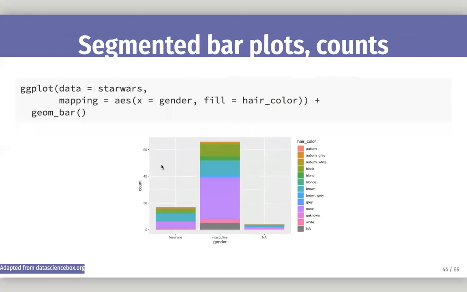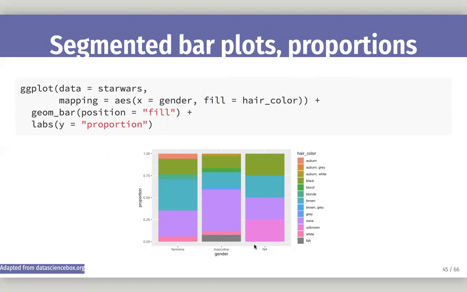And so now instead of looking at a count in each of these, it's looking at the proportion in each category of each of these hair colors. And that can be helpful if you're trying to compare within groups. For example, it looks like the masculine group has a higher probability of not having any hair color. So this purple none category is larger than in the feminine or missing group.